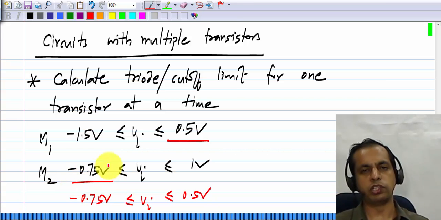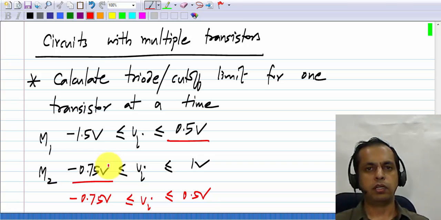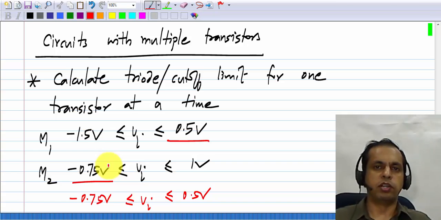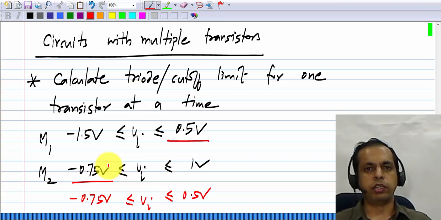So you take the worst case limits from all the limits imposed by transistors. So that's how you calculate it for multiple transistors. Though we have not discussed many circuits of that type, even if you encounter a circuit with multiple transistors, you should be able to use exactly the same procedure.